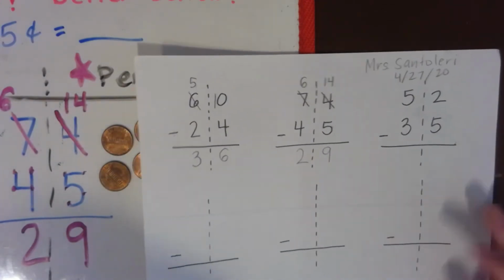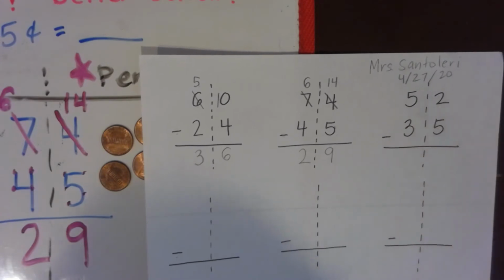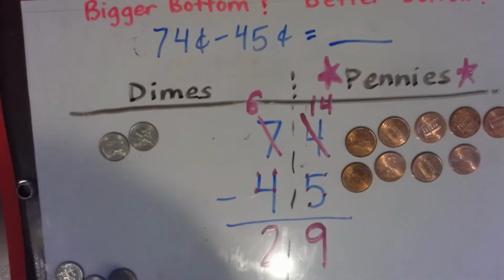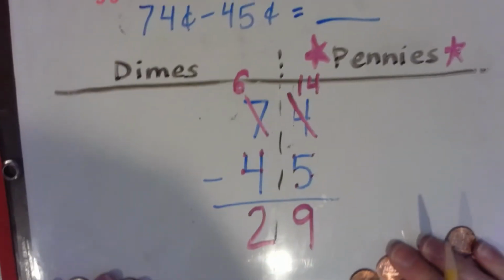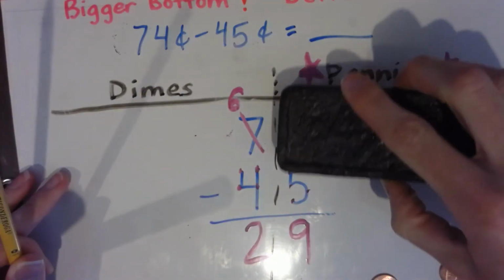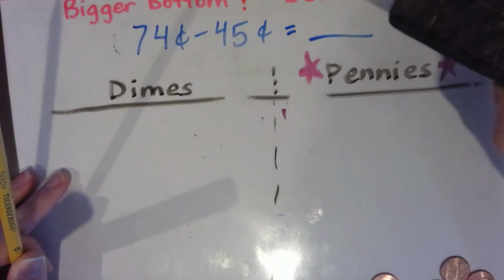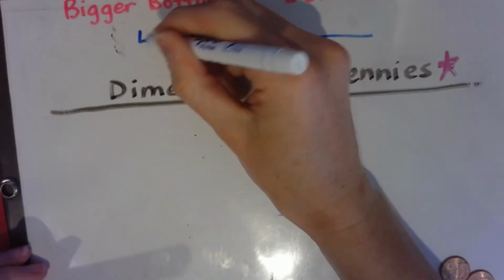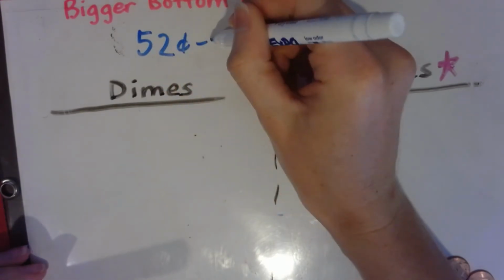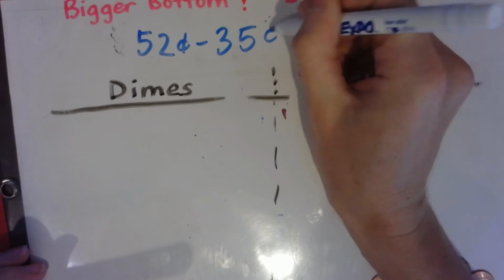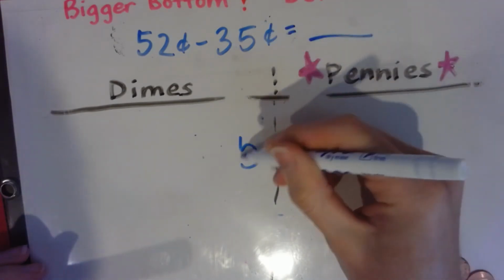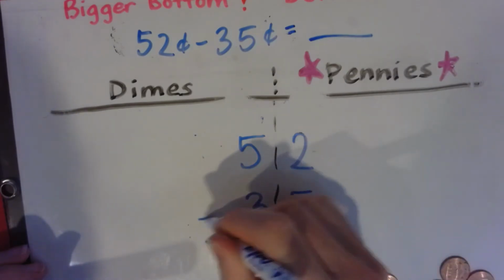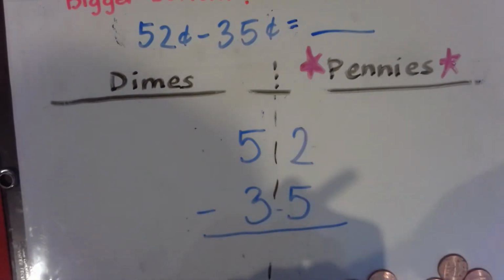Good. So here we have 52 minus 35. Let's try this one on this page again. 52 minus 35. So we have 52 minus 35 cents. So 52, 35. Okay, 52, we start on the top.